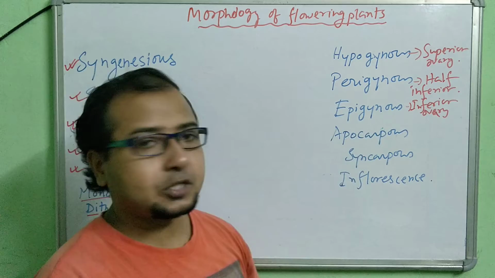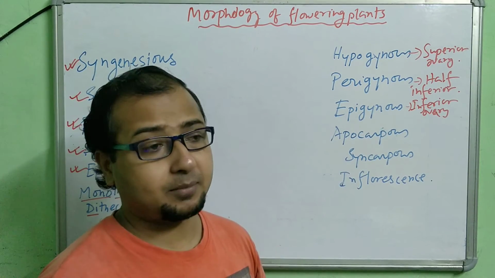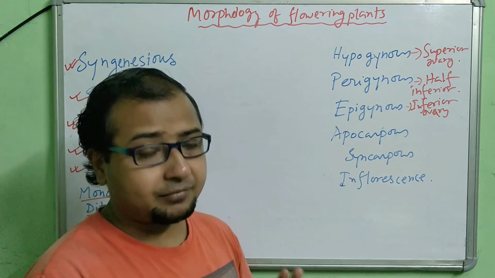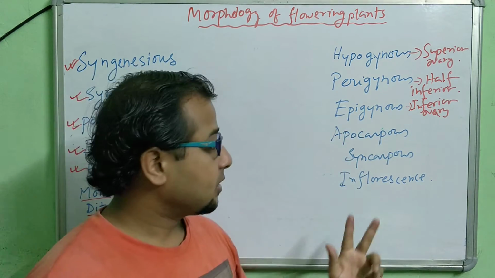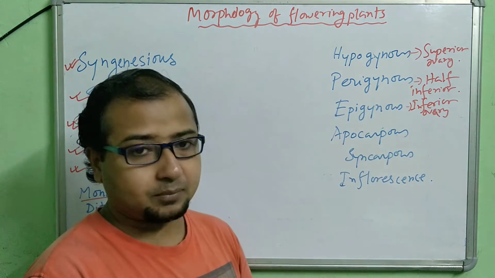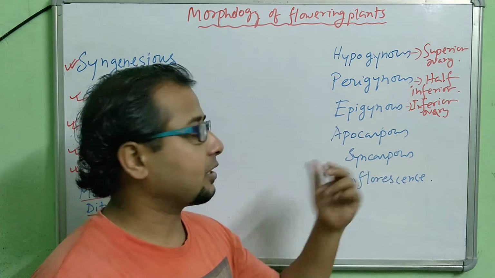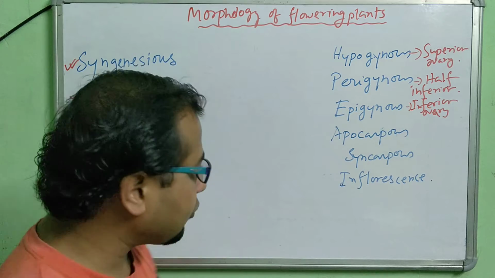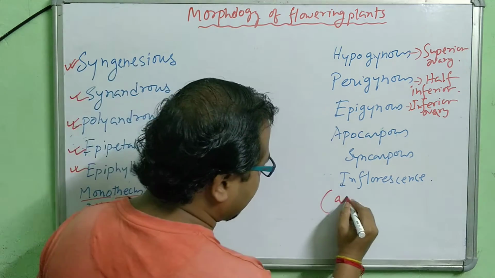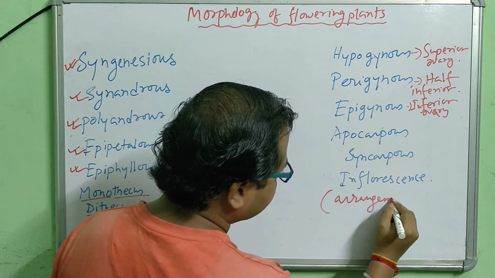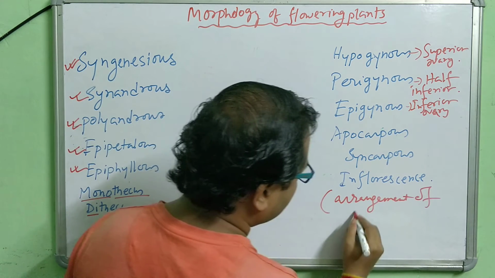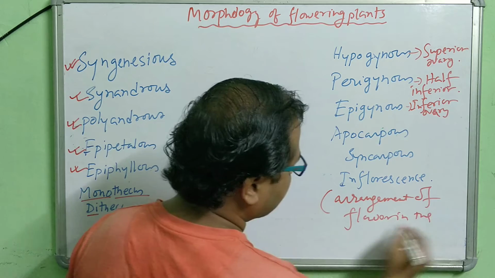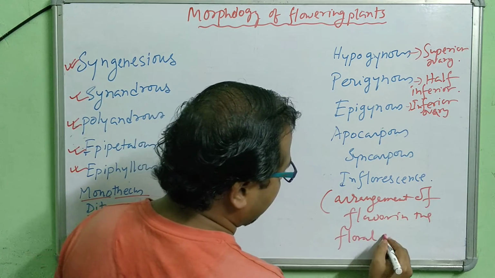So apocarpous means where carpels are free from each other. There may be many carpels in a flower, and if all the carpels are free from each other, that is called apocarpous. Syncarpous means when all the carpels are fused together, this is called syncarpous flower. Okay. Inflorescence. Inflorescence means the arrangement of flowers in the floral axis.